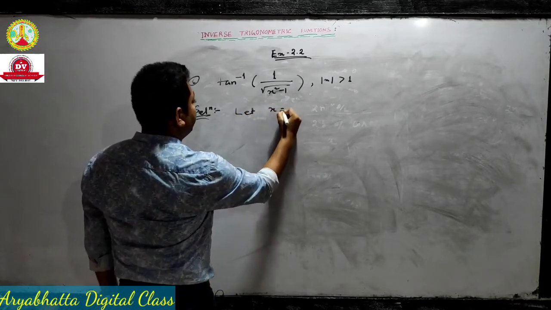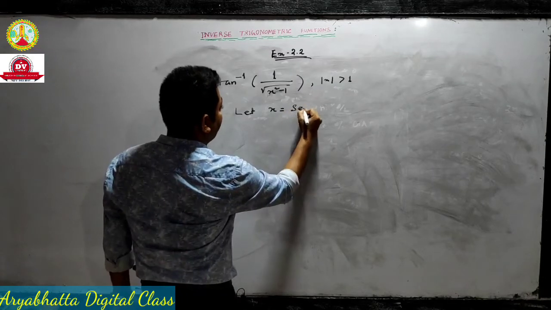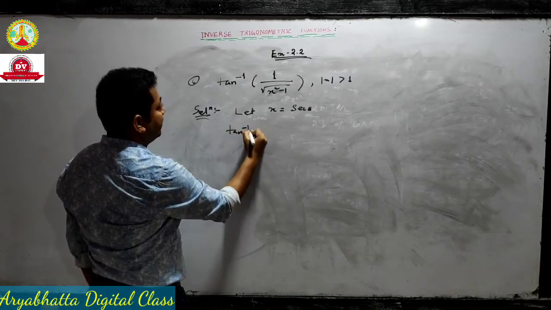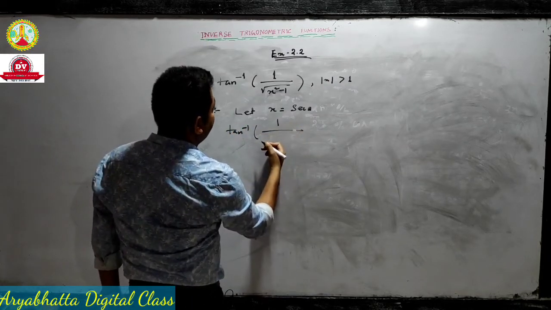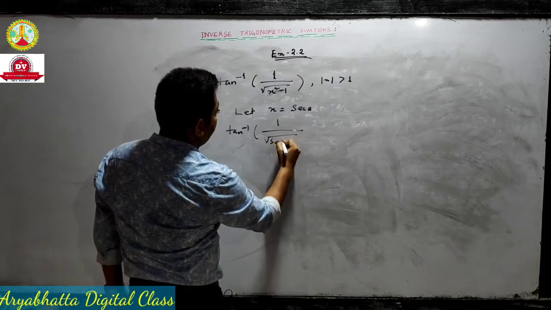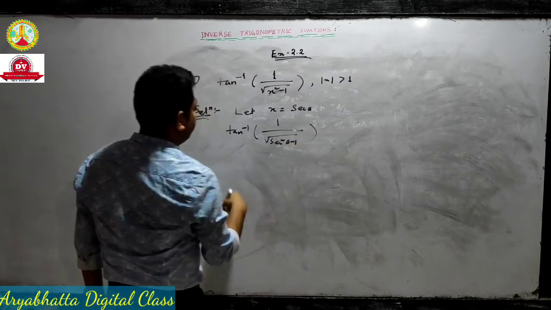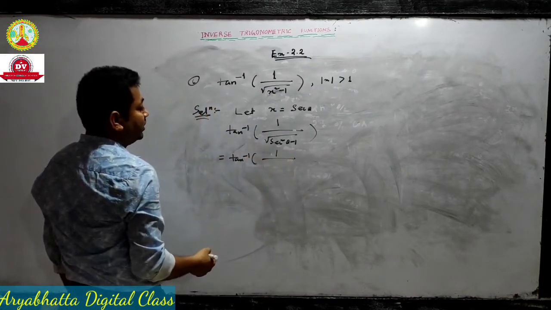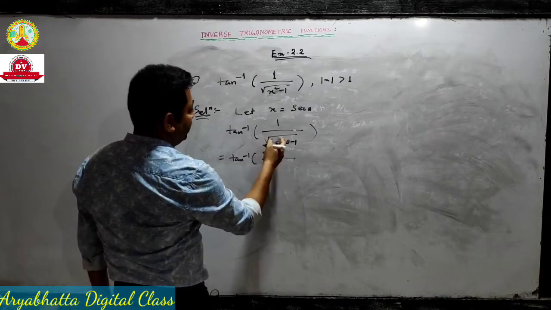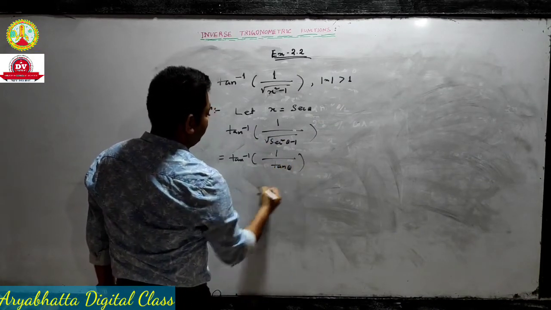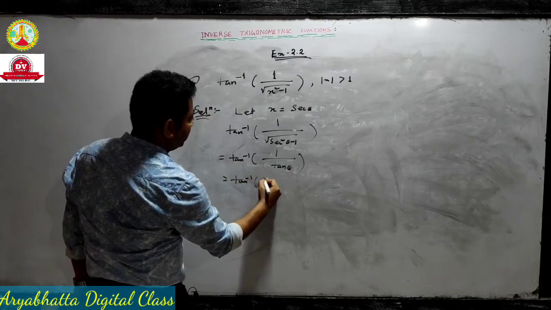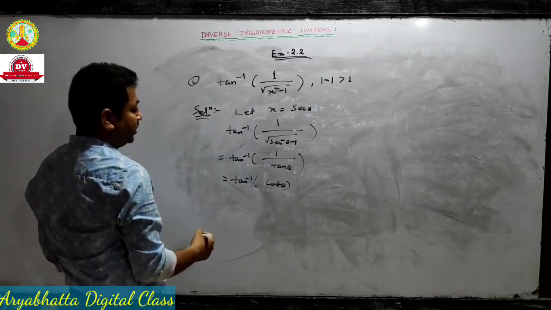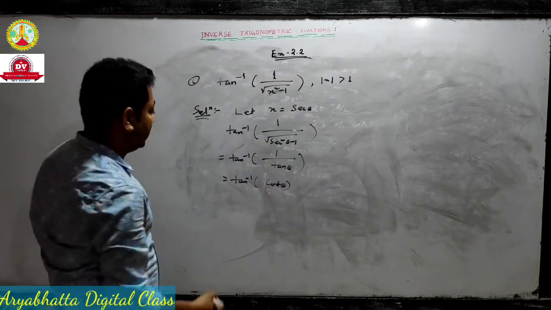Let x equal to sec theta. Then we have tan inverse 1 by root sec square theta minus 1. This equal to tan inverse. We know that sec square theta minus 1 is equal to tan square theta. Root tan square theta is equal to tan theta. This equal to tan inverse 1 by tan theta is equal to cot theta. From the trigonometric formula, 1 by tan theta is equal to cot theta.